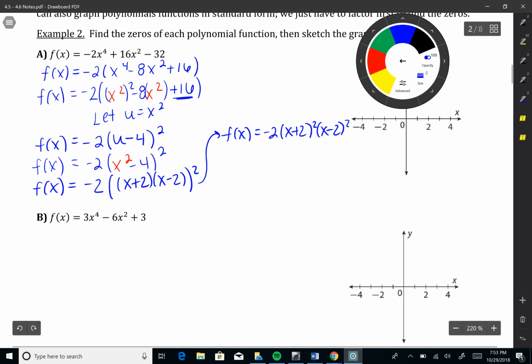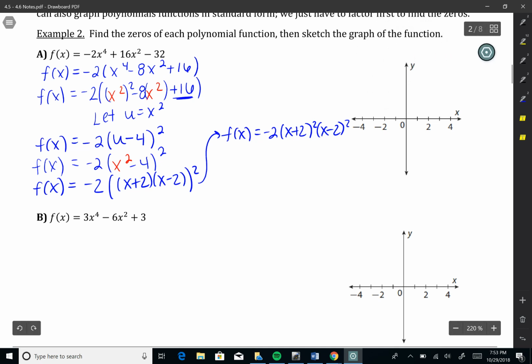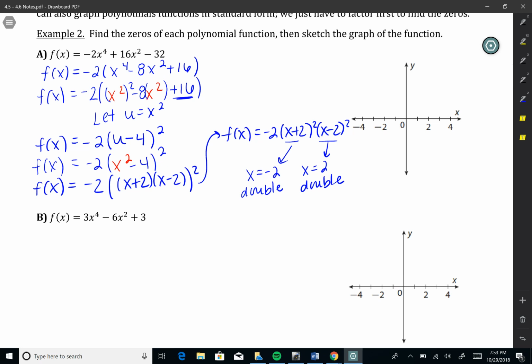So this is actually a pretty fun graph because if we remember, we get our zeros from the factors. What makes each of those equal 0? And this one would be x equals negative 2, and it's a double because it's squared. And this one would be x equals positive 2, and it's also a double because it's squared. So remember, double zeros bounce off the x-axis. So I'm going to plot those at negative 2 and positive 2.